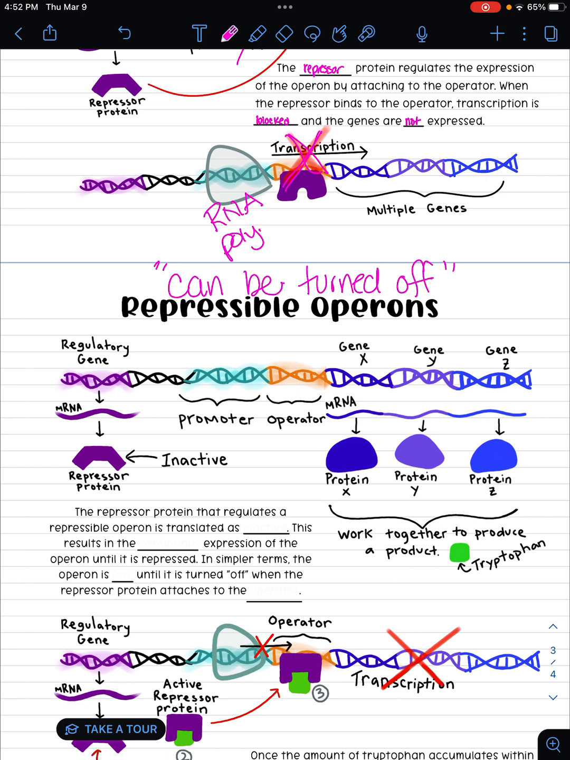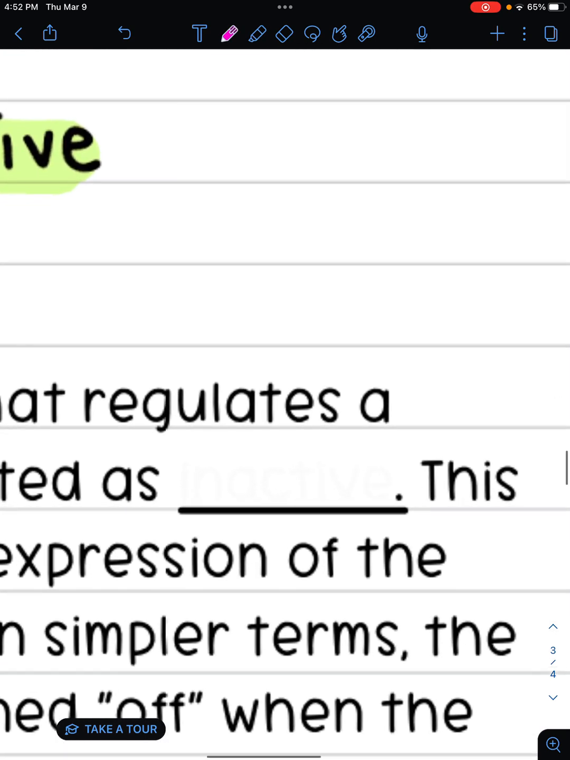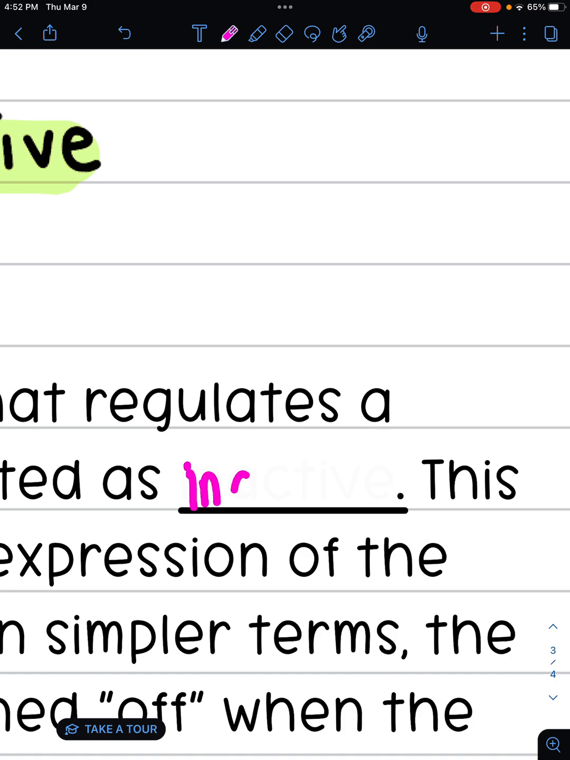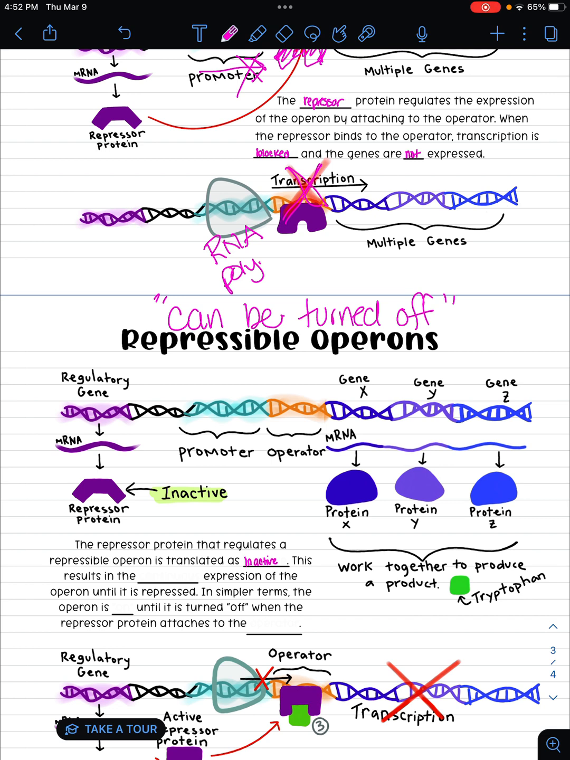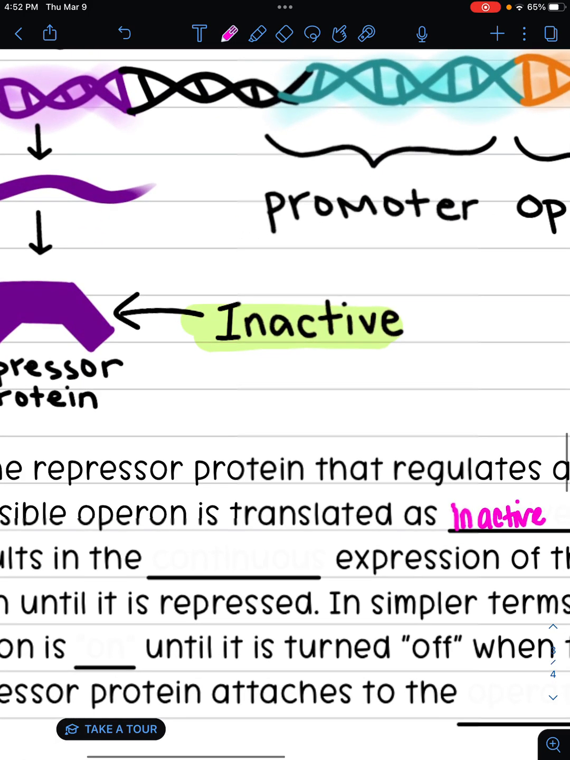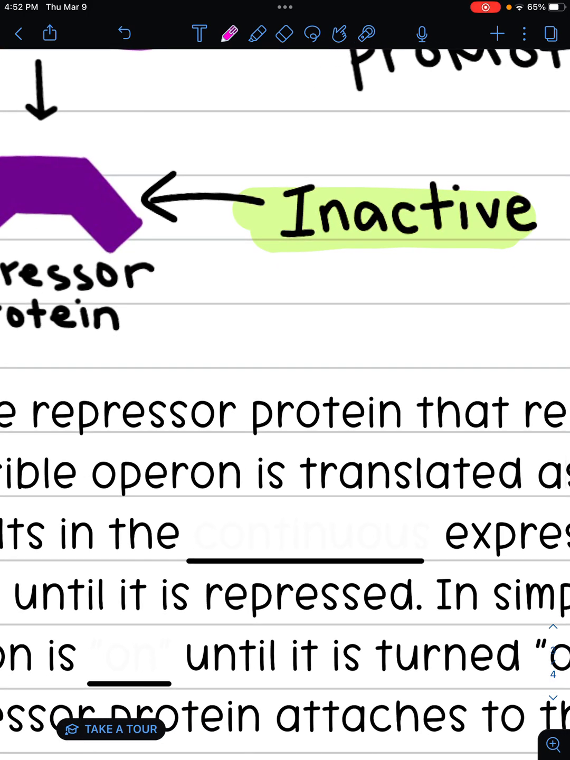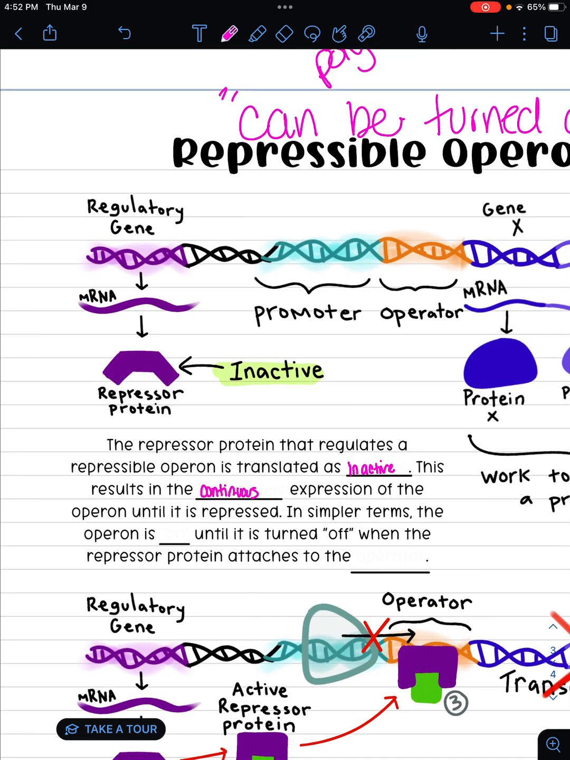So this repressor protein is always coded at first to be inactive. Inactive. Because we don't need it turned off yet, right? It's just that it can be if we need it to. So it says this results in the blank expression of the operon until it is repressed. It says continuous, so it's going to be on all the time. Continuous expression of the operon until it's repressed.